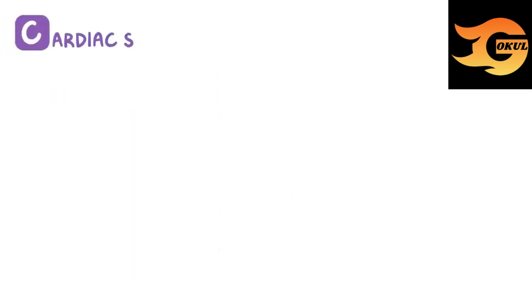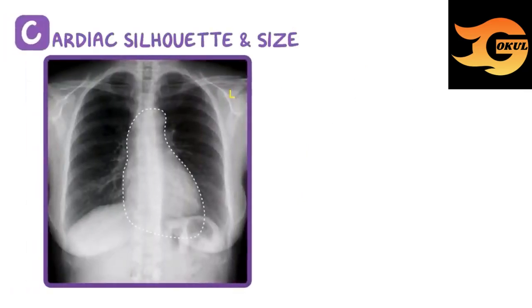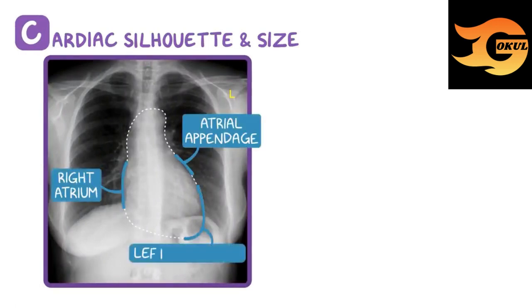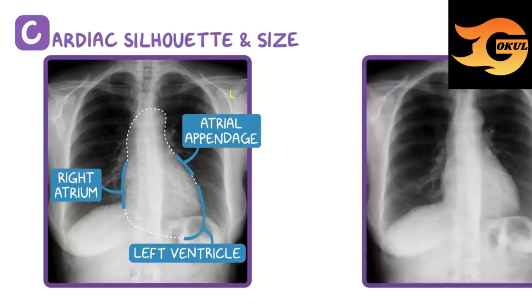C is for cardiac silhouette and size. This is the cardiac silhouette, and there's an atrial appendage, the right atrium, and the left ventricle. Remember, in chest X-rays, we define features relative to the patient, so the right atrium is on the left side of this X-ray, and the left ventricle is on the right side.